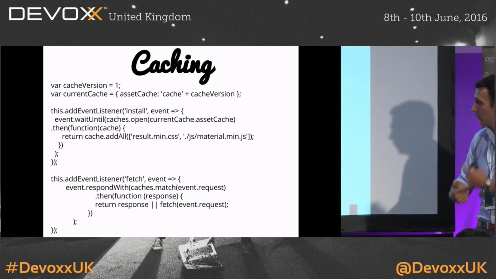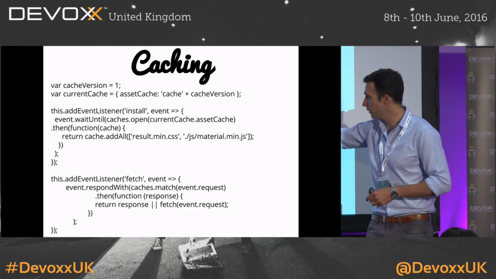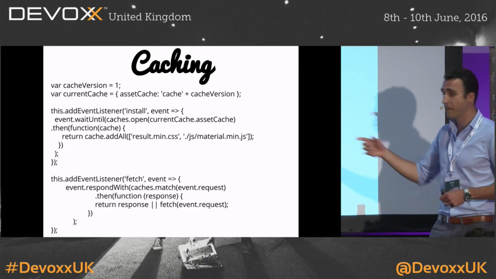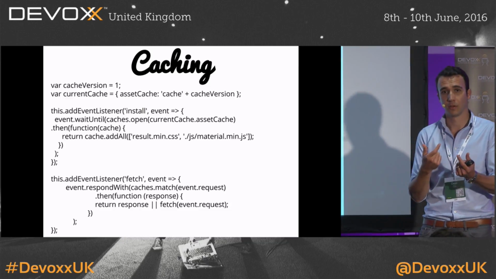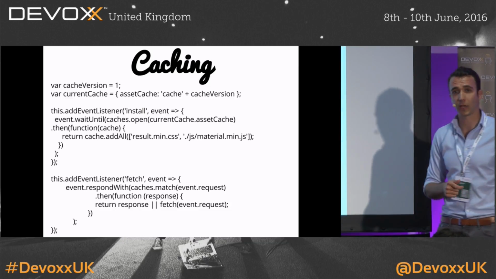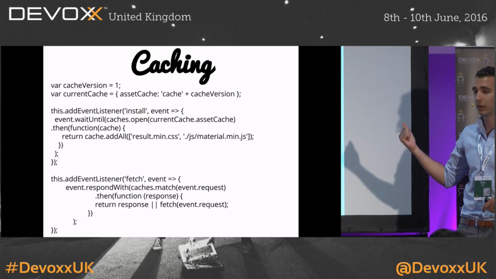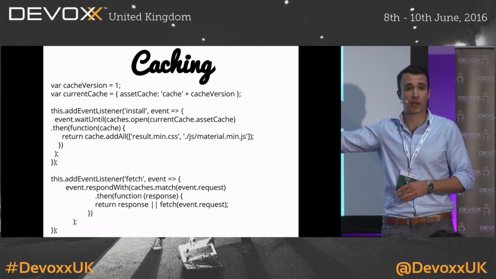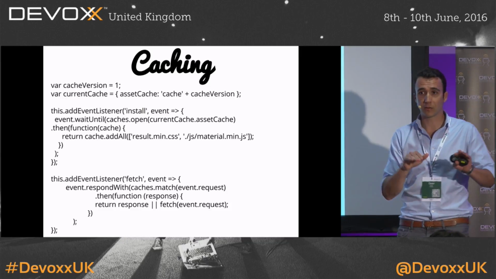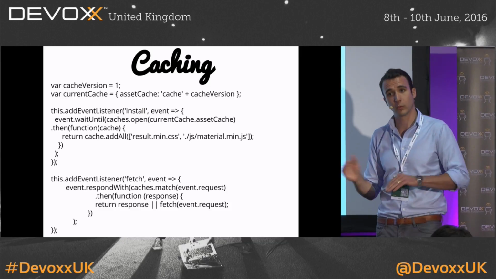And now it's saying, okay, cool. Does this event that's coming through match anything in our cache? And if it does, just go straight to cache. Don't even bother going through to the network. But if it doesn't, just carry on as normal. So you can decide what pieces you want to cache and what you don't.